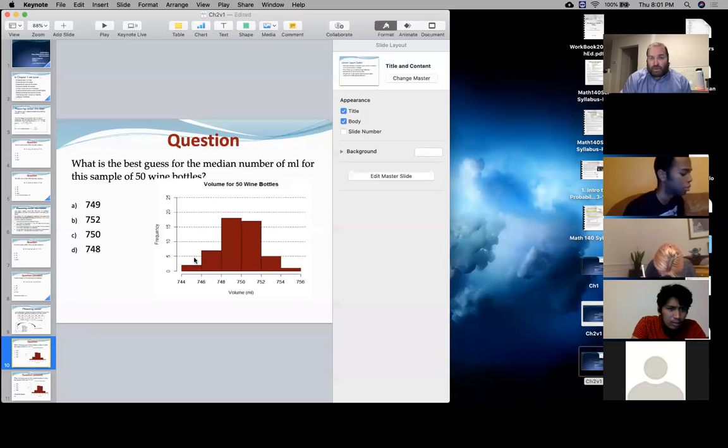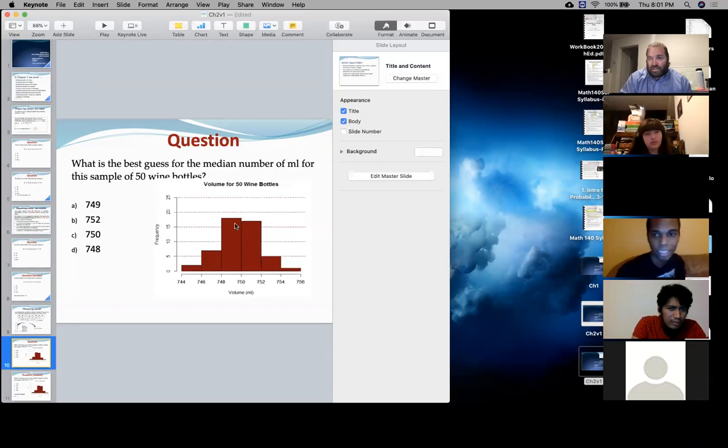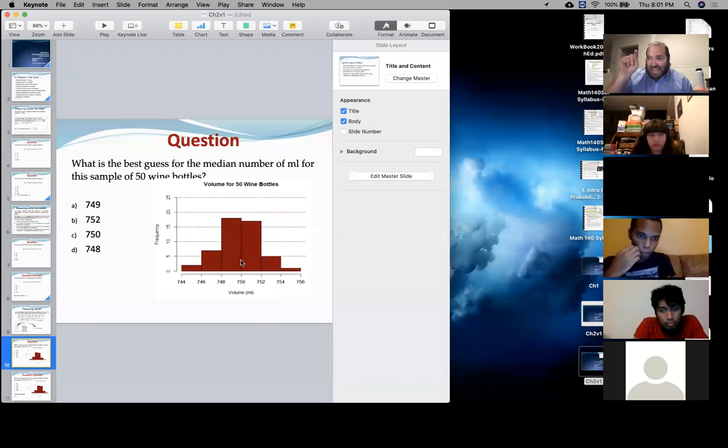9 plus 18. A total of how many? 27. So by the end of the third column, we have 27 data points. Correct? Which means the 25th and the 26th were in this class. Now, where in the class?